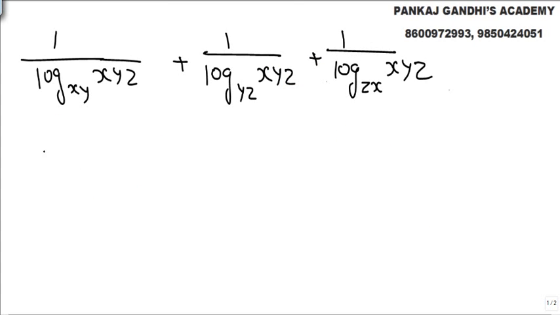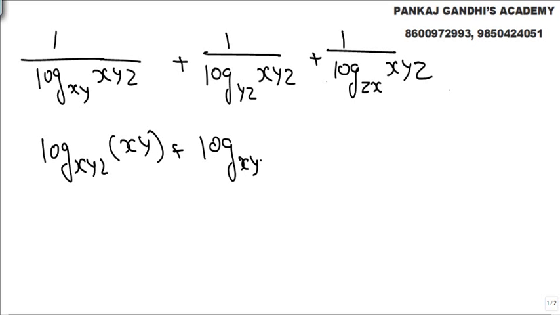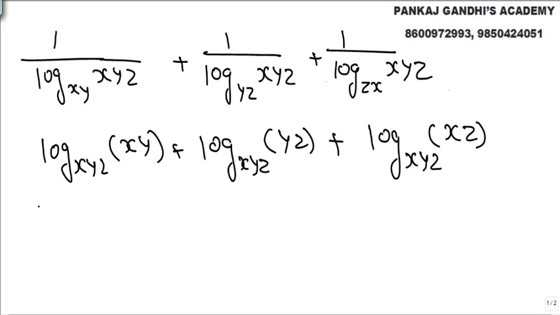Scary question and an easy answer. Wherever you see 1 by something, you can change the base. This is nothing but a base change. 1 by this thing, so the base will become xyz, xy. This will become, we change it, reversed, yz, and this one also we changed the base to xyz, and this becomes xz.